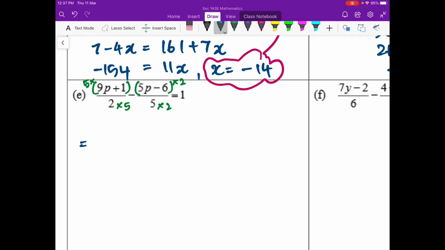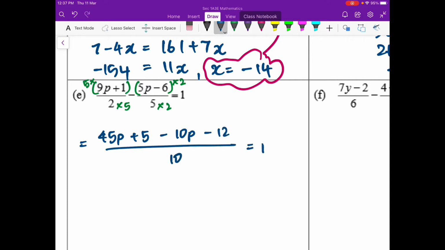That is, I'll show you the error now. Please don't copy this now. I will show you the error. 45p plus 5 minus 10p minus 12 over 10 equals to 1. What? Why?